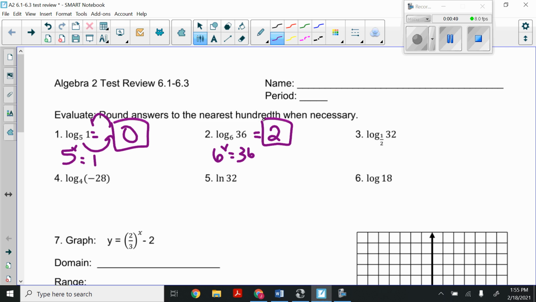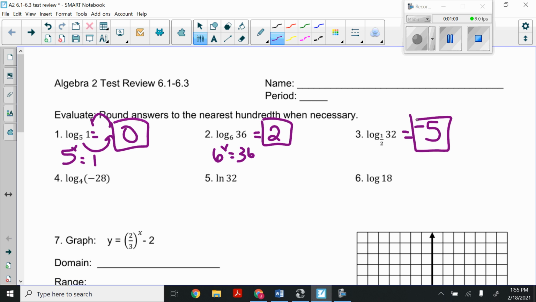Number 3, log base 1/2 of 32. So 1/2 to what power equals 32? I know I'm starting with a fraction and I'm getting a whole number, so I know it's going to be a negative number. So 2 to the 5th power equals 32. So 1/2 to the negative 5th equals 32.